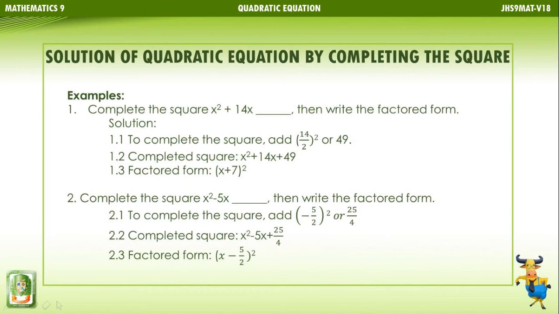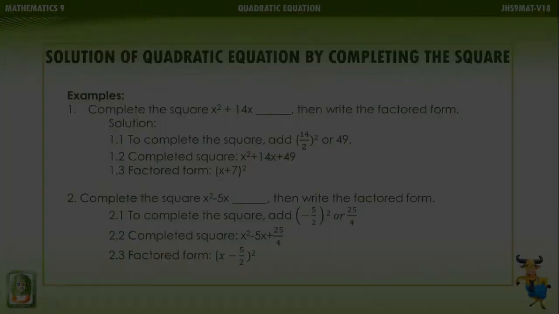1.3. Factored form, x plus 7 squared. 2. Complete the square x squared minus 5x, then write factored form. 2.1. To complete the square, add 5 over 2 squared, or 25 over 4. 2.2. Completed square, x squared minus 5x plus 25 over 4. 2.3. Factored form, x minus 5 over 2 squared.